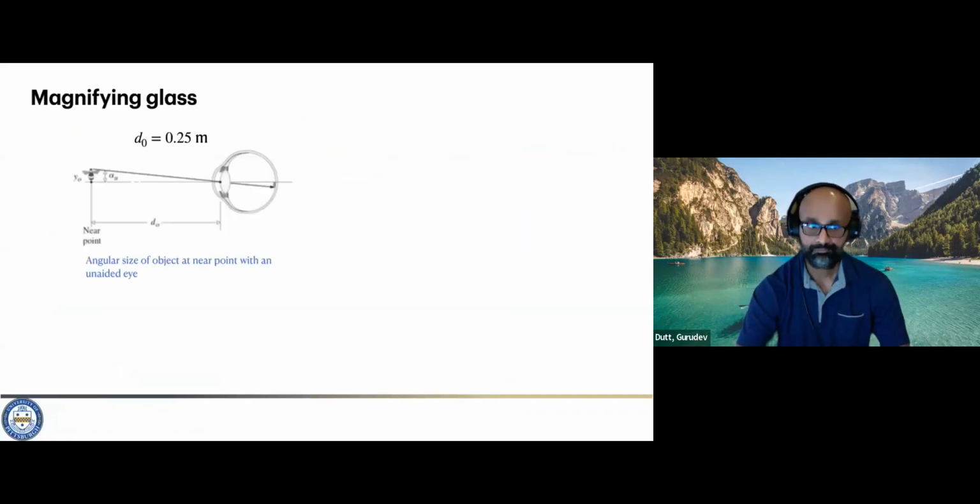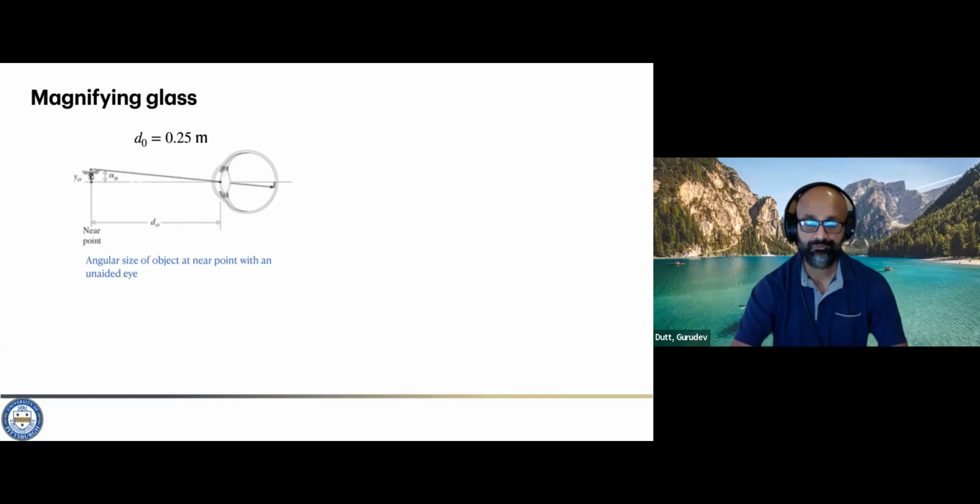Okay, let's now talk about an optical instrument: the magnifying glass. I'm sure you all played with this as kids. Anyway, when we look at objects that are very close to the near point, this is the unaided eye. So here's an eye with no lens, nothing added to it, and I'm looking at a small object, like a little bee or insect.